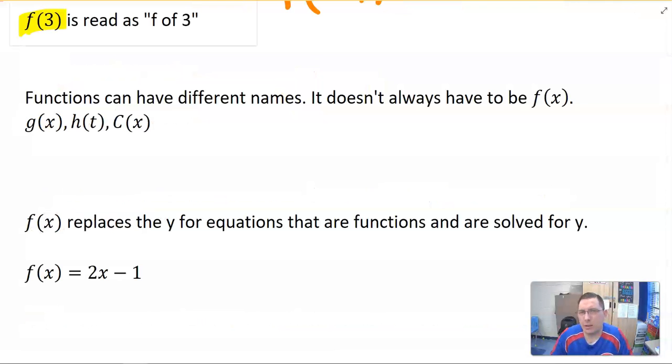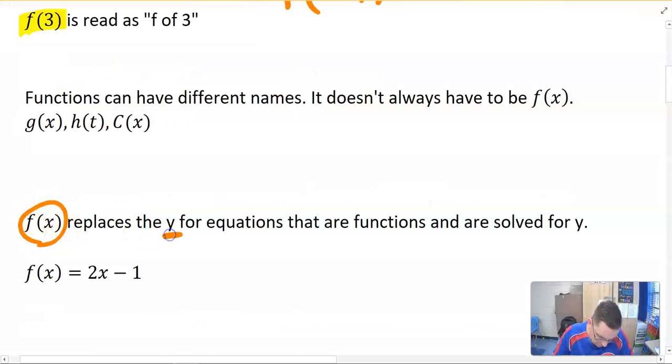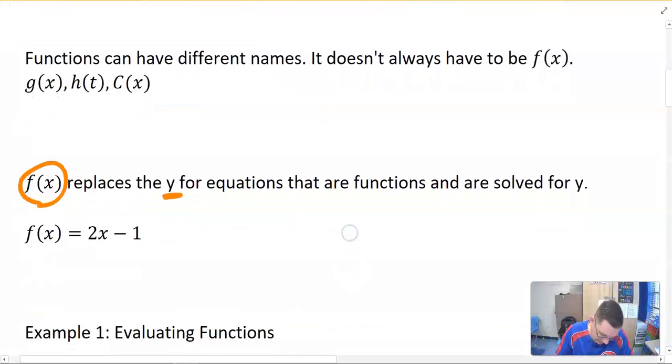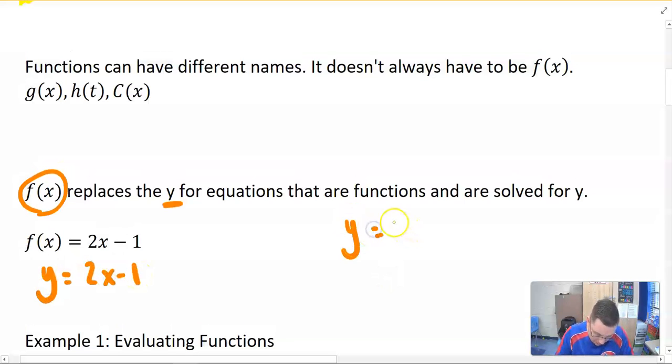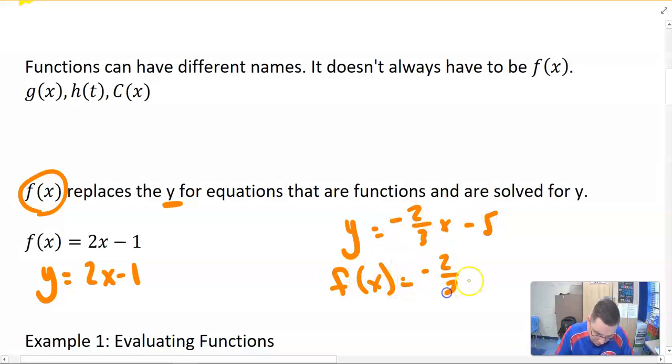When we think about functions, f of x is just replacing y. So when we look at f of x is equal to 2x minus 1, we're really just saying y equals 2x minus 1. And we can go the other way as well. If I've got y equals negative 2/3 x minus 5, I could rewrite it as f of x is equal to negative 2/3 x minus 5.